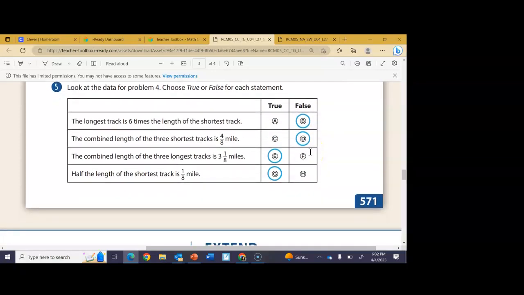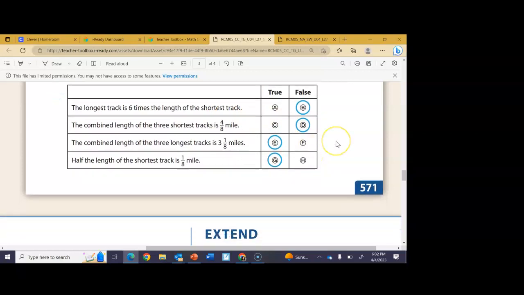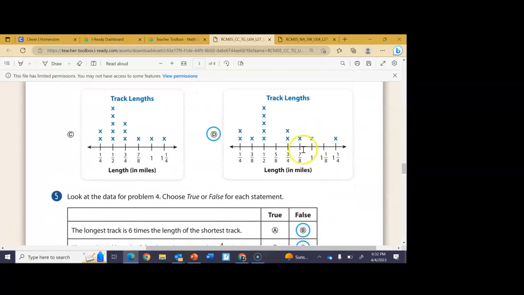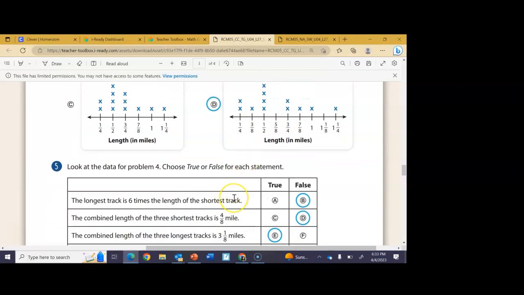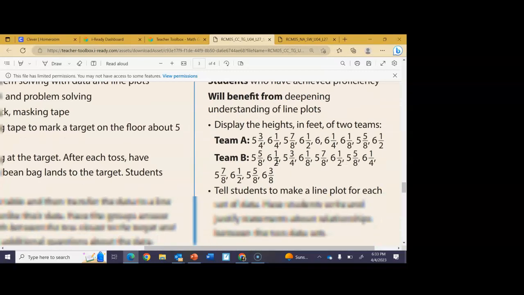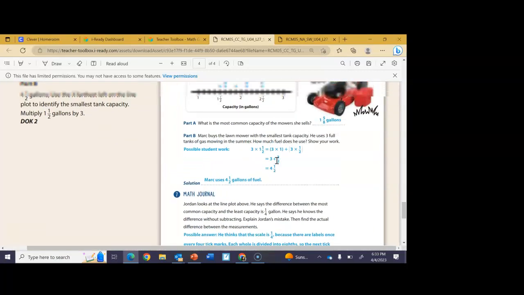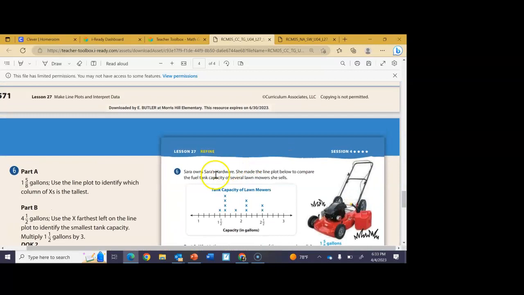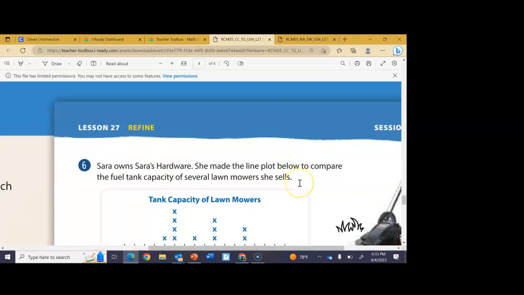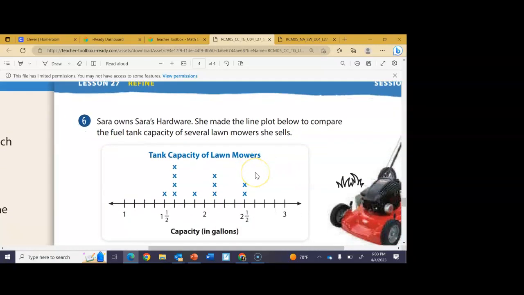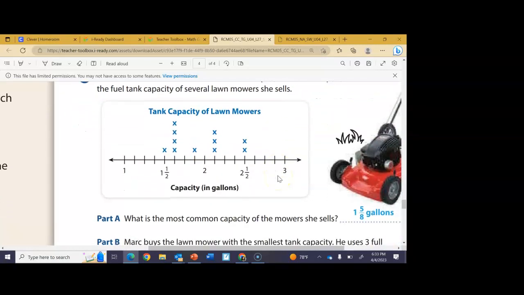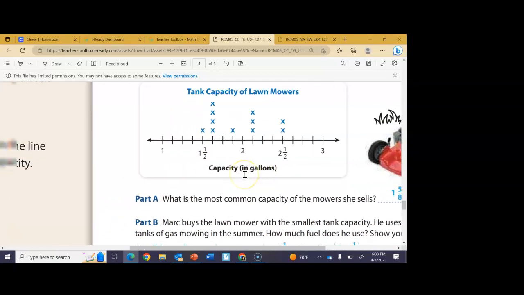All right. And I want you to work out these problems to see if it's true. So for example, 1 1/4, is that 6 times bigger than 1/4? Is that true or false? So, all right. And we have the lawnmower one. Okay. So lawnmower one, Sarah's lawn and hardware. She made the line plot below to compare the fuel tank capacity of several lawnmowers. So they already put the graph here for you. Okay. So now you have to answer the questions.